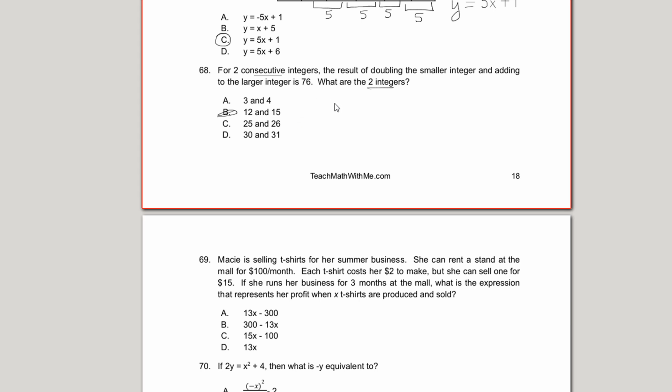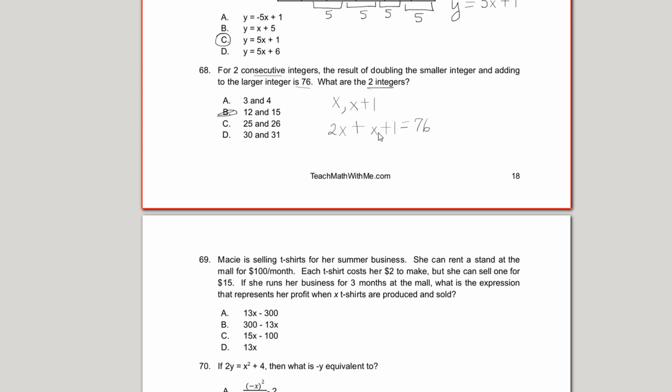In terms of representing with variables, I'm going to use x and then x plus 1. That's the very next value, right? So it says the result of doubling the smaller one, so that's x, we're going to double the smaller one, and adding it to the larger, we're going to add it to the x plus 1, is 76. So this gives us an equation.